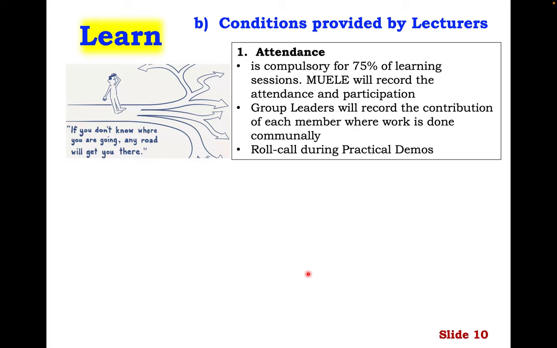We're going to go to the conditions given by the lecturers. The learning doesn't occur in your own free time, at your own pace, and during when you feel like or don't feel like it. So we give you conditions during which you're going to achieve the learning. The conditions would be: attendance is compulsory, it will be recorded, group work will be monitored by the group leaders, who will monitor your contribution and record your contribution on the group work. There may be roll calls in class or in practical demonstrations.